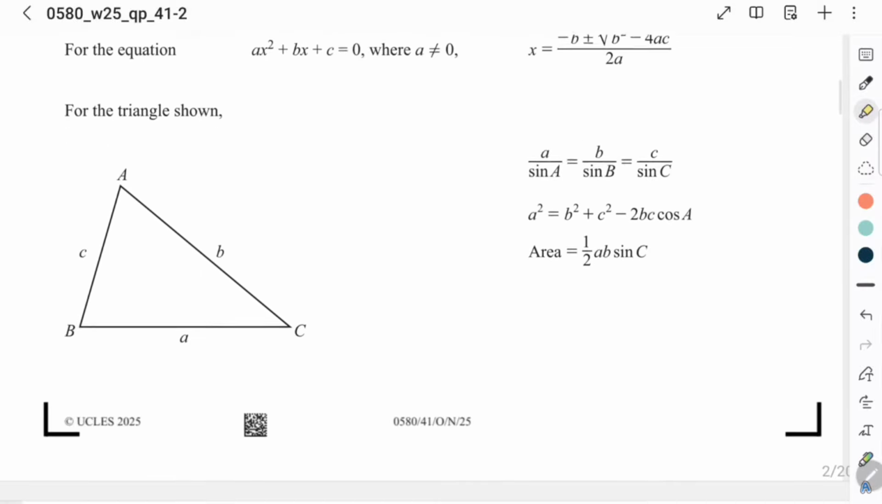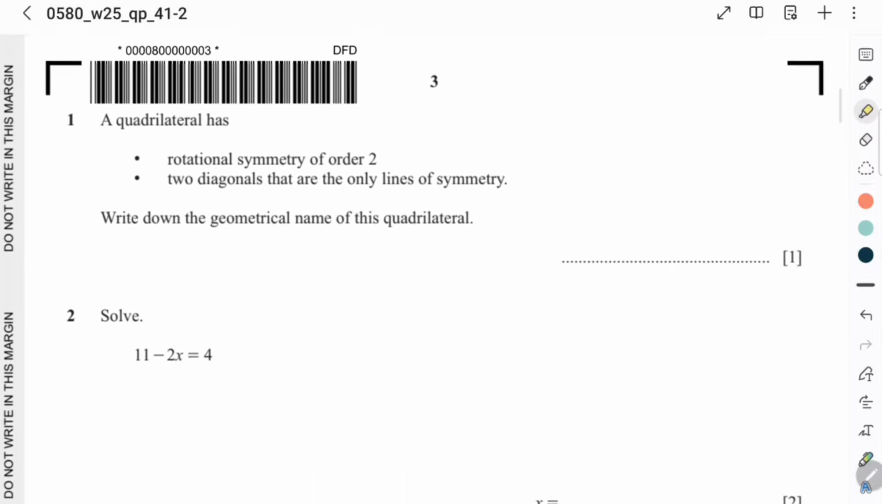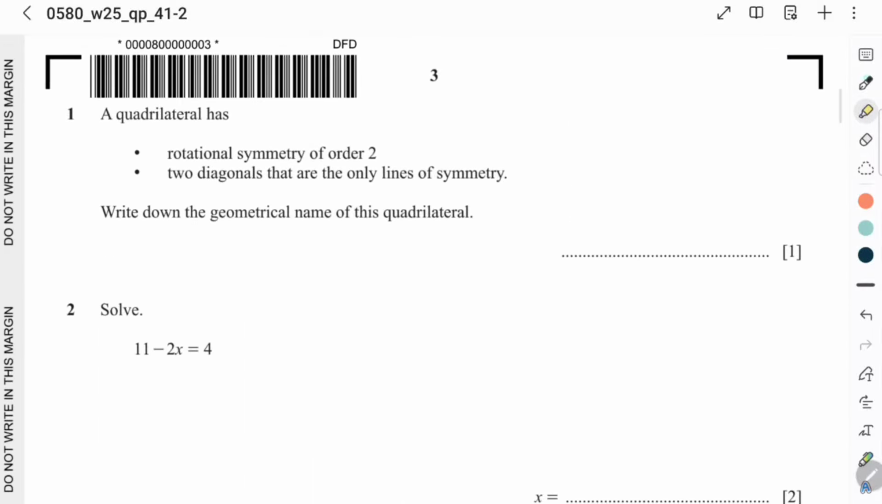Solve all the questions with me step by step. I'll guide you. Let's get started. Okay, so question number 1: the quadrilateral has rotational symmetry of order 2, and the diagonals are the only lines of symmetry. Write down the geometrical name of the quadrilateral.